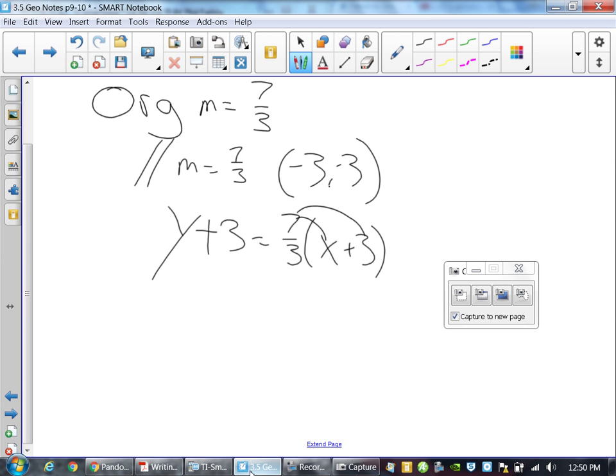Send them across. And lastly, how do you move the 3? Subtract it. Very good. And we're done.